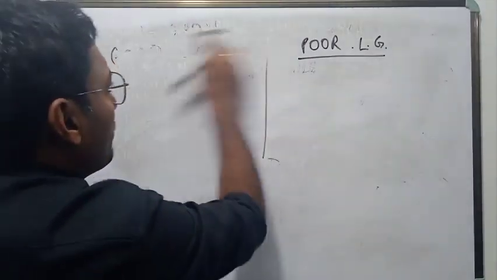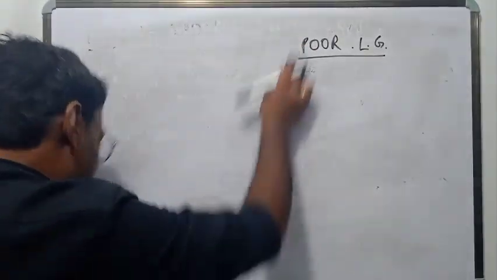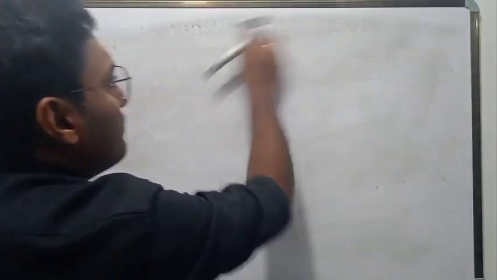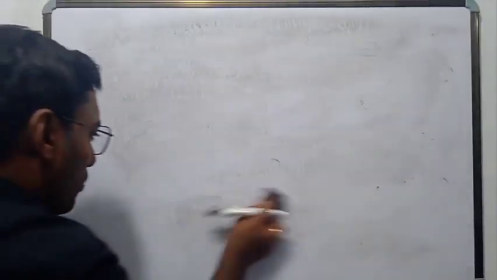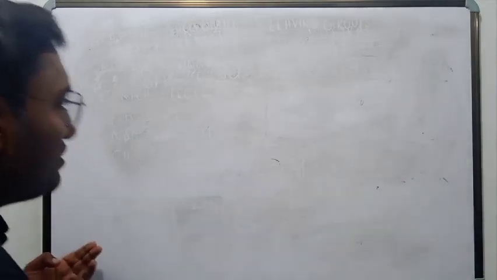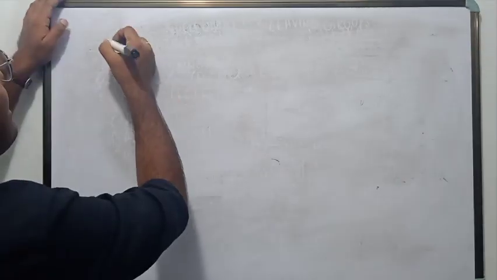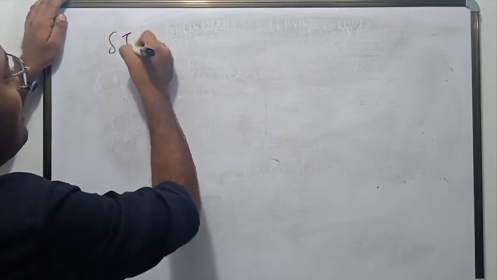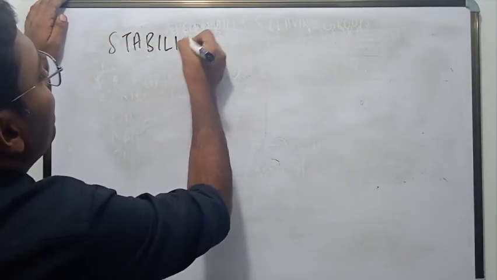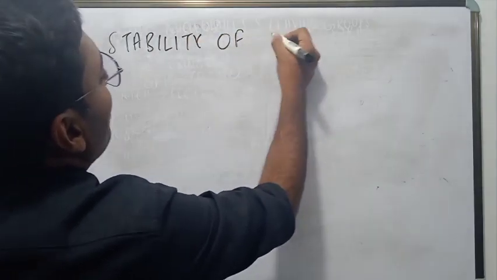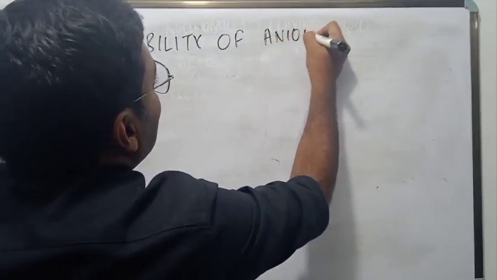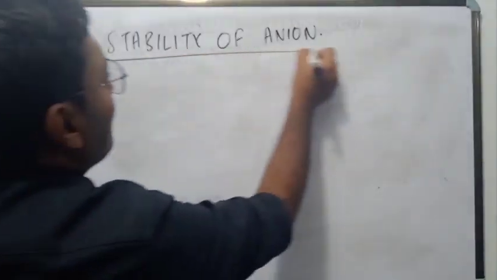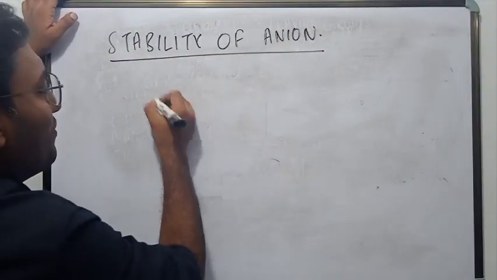How do we know whether we have a good leaving group or a poor leaving group in our hand? The only thing that determines whether it is a good leaving group or a bad leaving group is the stability of the anion. Stability of anion. What does it mean?